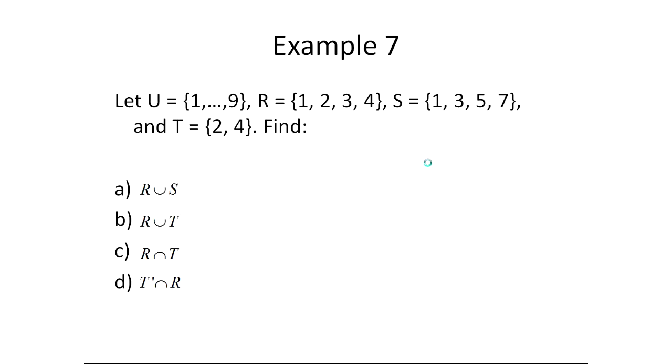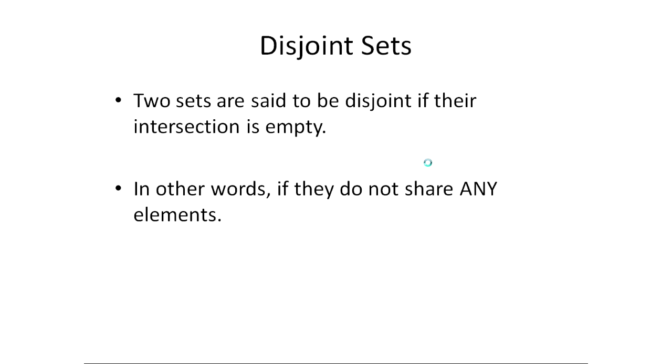counting problems. Now, I did mention before that there's some cases where the sets don't overlap. If they don't overlap, what we have are disjoint sets. So I'll give you an example of these types of sets. So let's say A is 1, 2. We'll use a real simple example. And B is 3, 4.